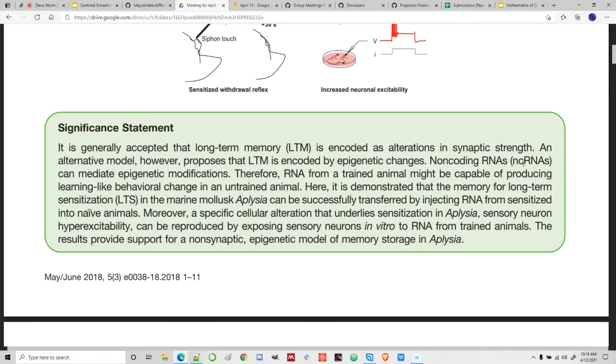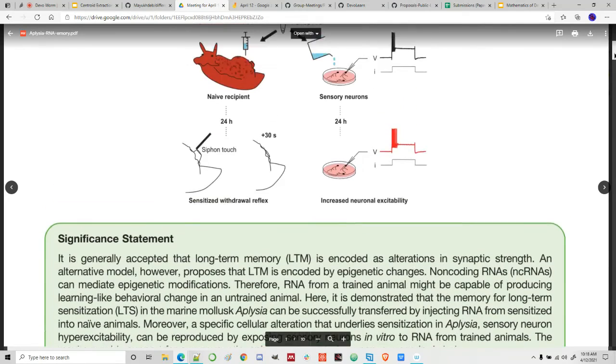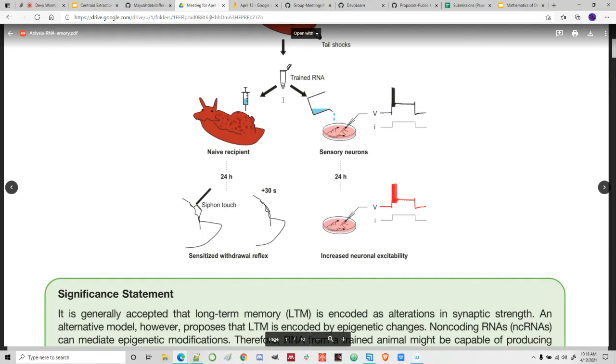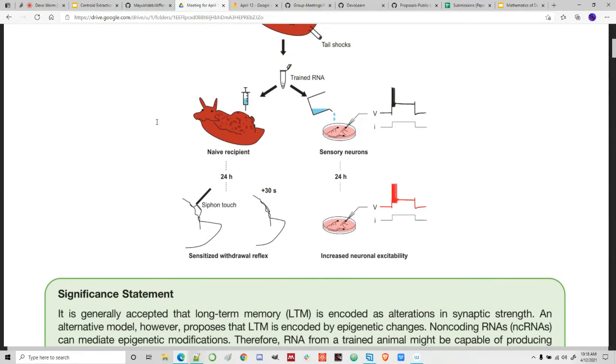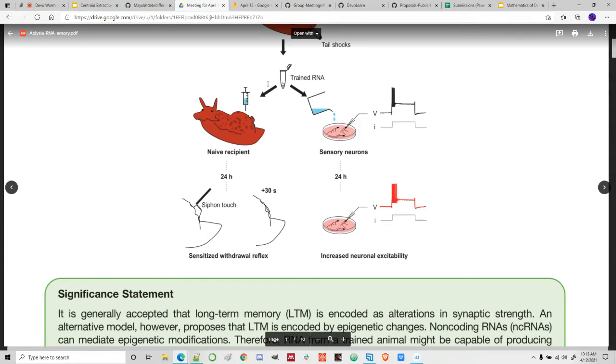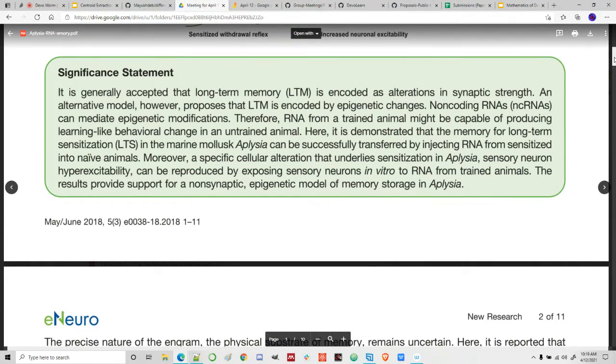And so RNA is basically these molecules of expressed genes. They come from genes that are expressed and they're turned into RNA. And then you have this concentration of RNA in some sort of buffer that they can transfer to another organism's cells. So this is the thing that's encoding, this is the thing that they're looking at. Instead of looking at synaptic strength, this is the influence. So they're saying that this may produce learning-like behavioral change in an untrained animal.